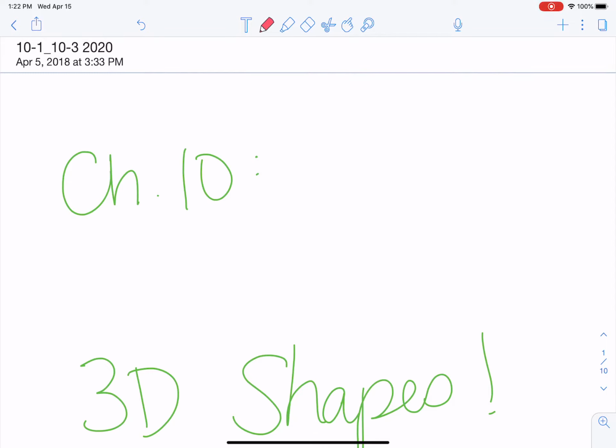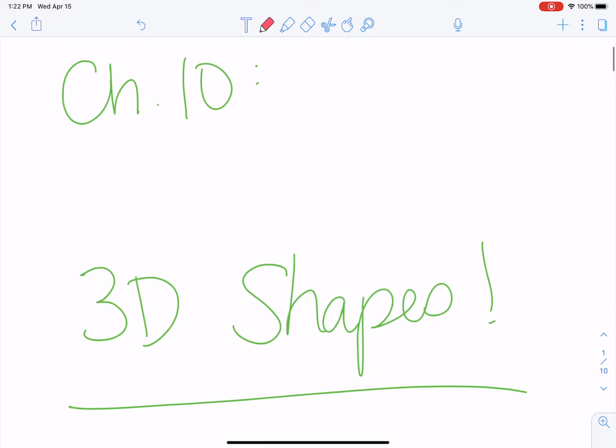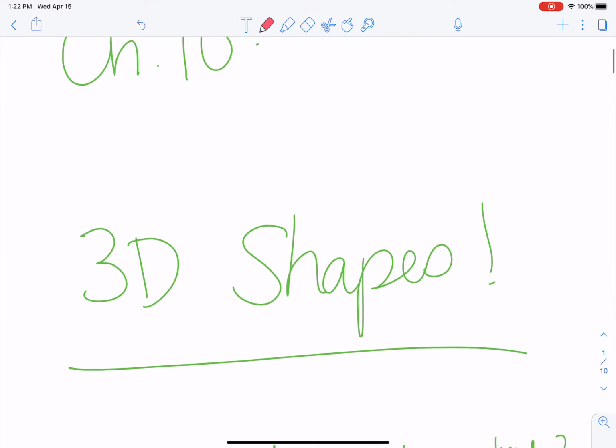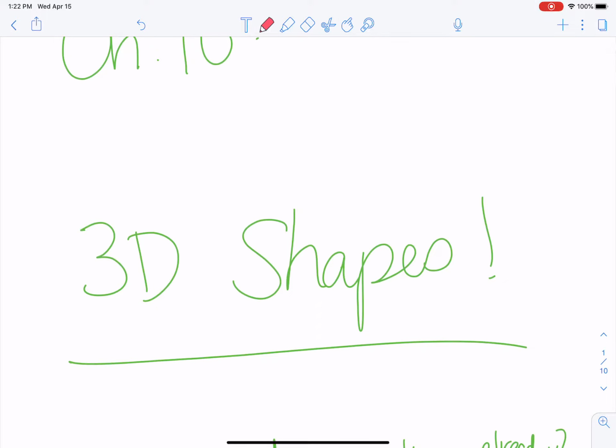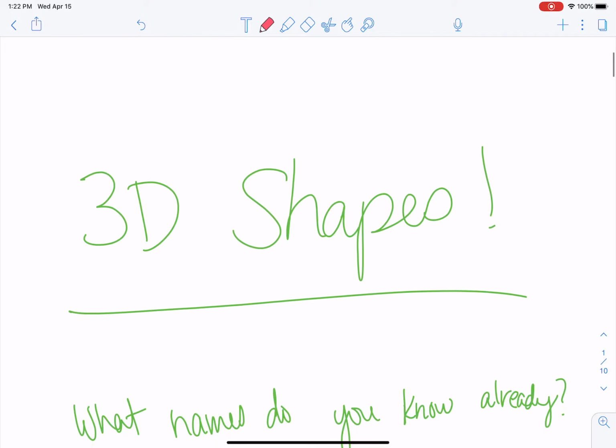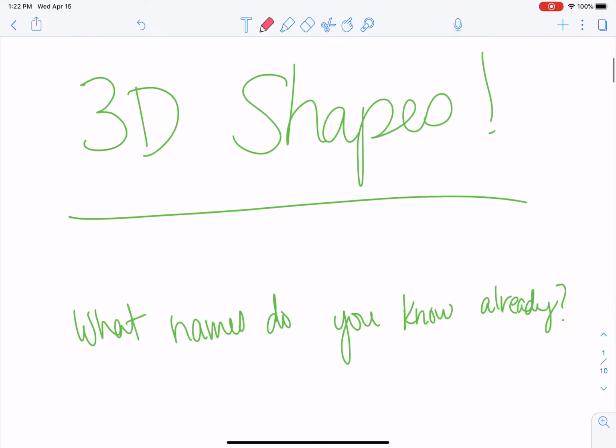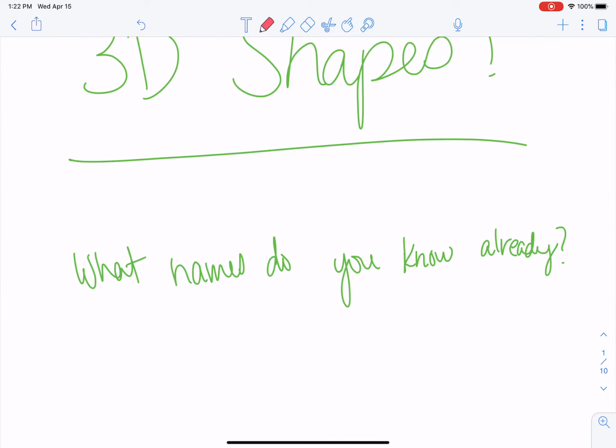Welcome, guys. We are going to start chapter 10. Chapter 10 is all about 3D shapes. We're going to look at finding the surface area, the lateral area, the volume. We're going to look at a lot of definitions and names of some 3D shapes. So I just want to start, see if you knew some already.